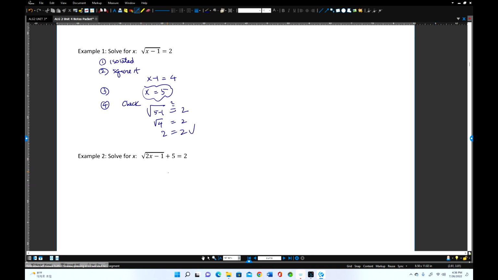Alright. The number 2, one radical is kept on the left, and the other one is to the right. That is isolated. This is not isolated. Okay, first one isolated.